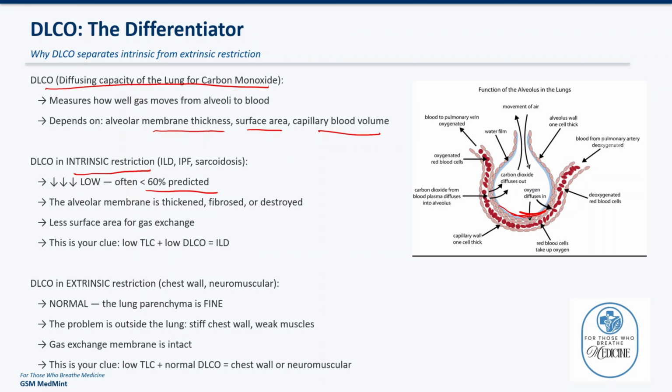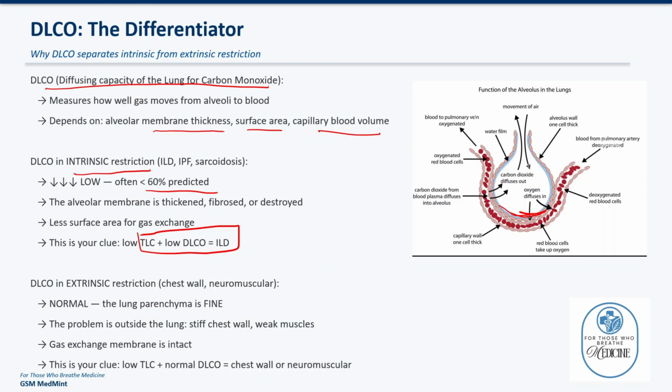This is the diagnostic clue. Low TLC plus low DLCO means interstitial lung disease, so it means restriction. You should order a high resolution CT scan and consider antifibrotics.